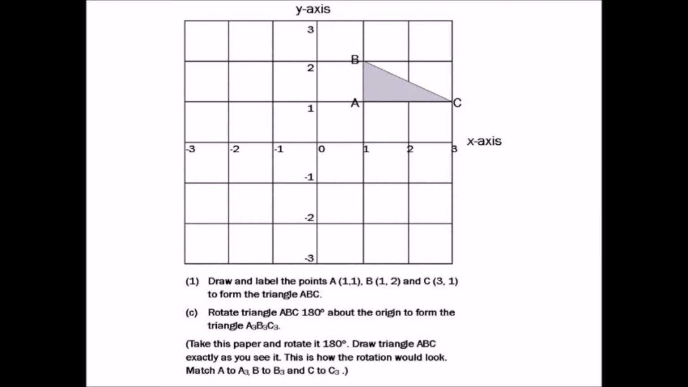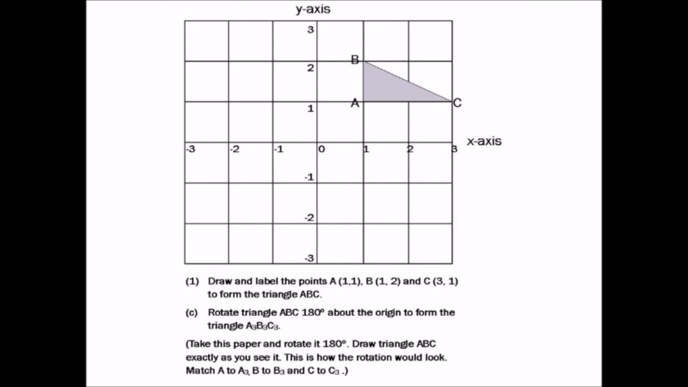Now let's move on. We're dealing with the same triangle. Rotate triangle ABC 180 degrees about the origin to form the triangle A3, B3, C3. So we're done with the 90s. Where would we end up? Now remember, if it's 90, it would be one of the adjacent quadrants. Now it's 180, so it would be the opposite quadrant. So that's where it would end up, in the opposite quadrant. You have to realize that first.